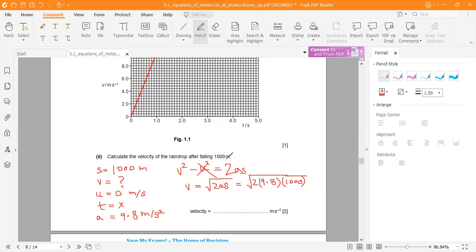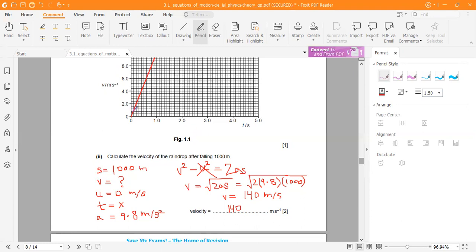So 2 into 9.8 multiplied by 1000, and under root of this answer, I'm getting 140. So V is basically equal to 140 meter per second. So my answer will be 140. So when the drop will have fallen down 1000 meters, at that point its velocity will be 140 meter per second.